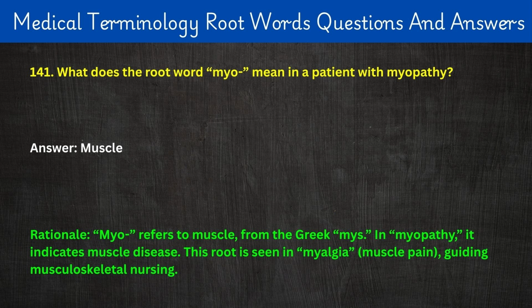What does the root word myo- mean in a patient with myopathy? Answer: muscle. Rationale: Myo- refers to muscle, from the Greek mys. In myopathy, it indicates muscle disease. This root is seen in myalgia, muscle pain, guiding musculoskeletal nursing.